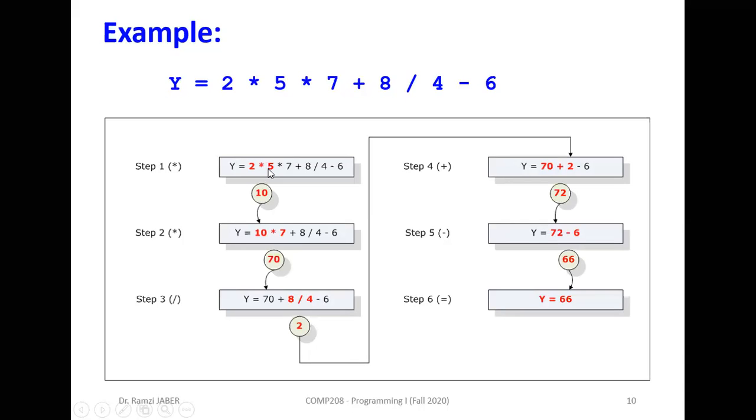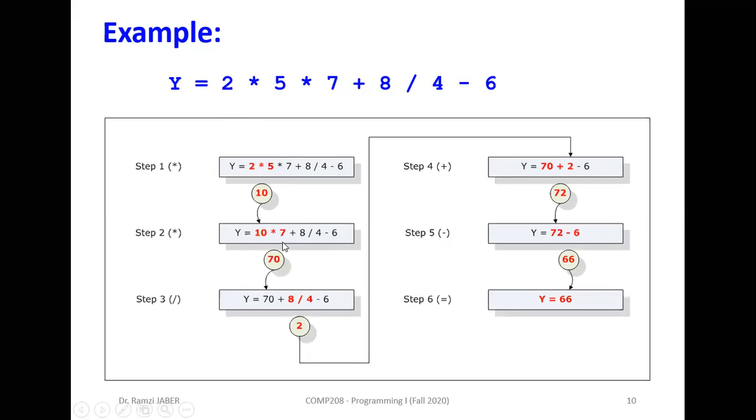Okay? So we'll begin like this, step by step. We start by 2 times 5, because the first multiplication is from the left. From the left, so 10 will be for each step. So it will be 2 times 5 is 10, then 10 times 7, plus the rest.